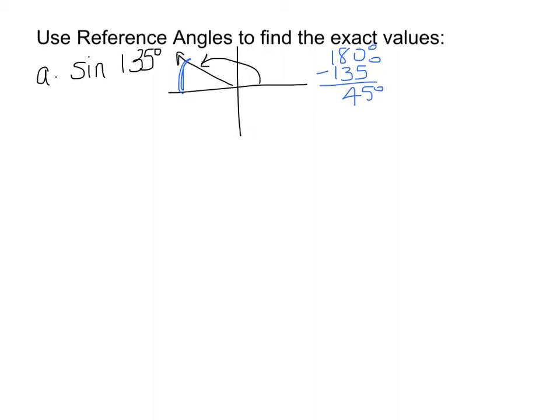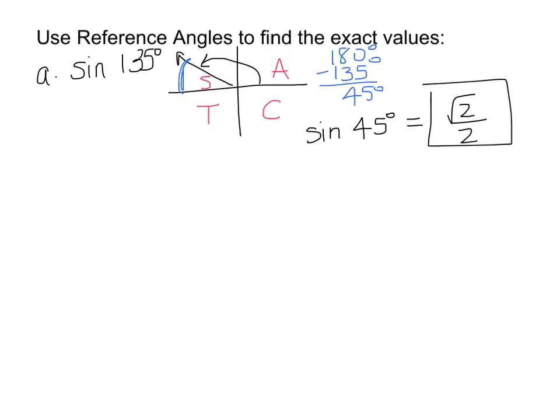And you also want to remember ASTC to see if it's going to be positive or negative. So sine is positive in that quadrant, so we're good. So when you do sine of 45 degrees, which we already have from quadrant 1, we know that it is the square root of 2 over 2. And in quadrant 2 it is positive, so we're good.